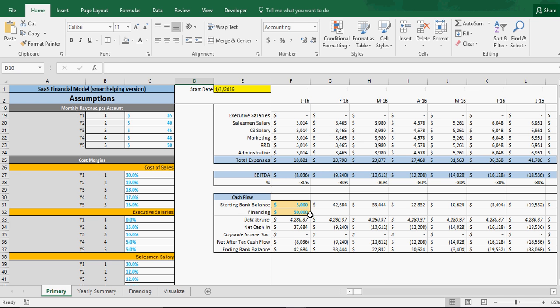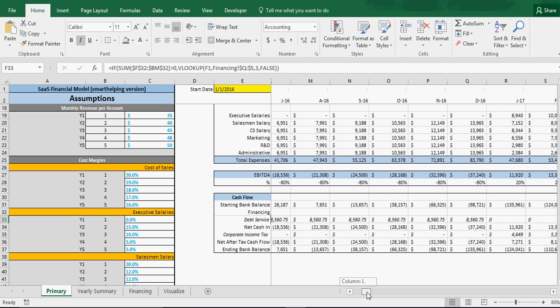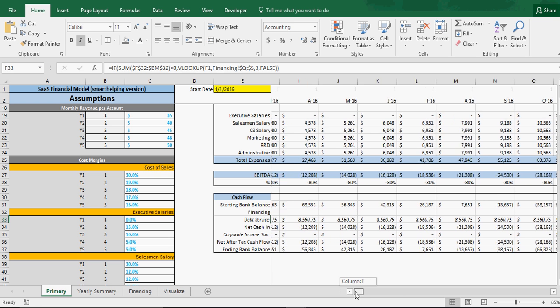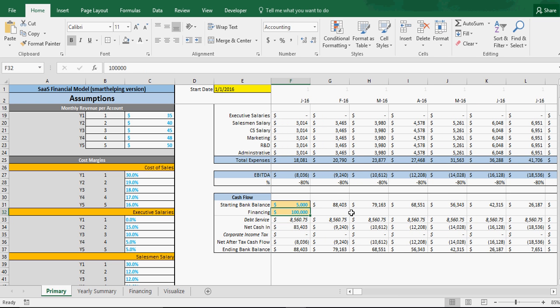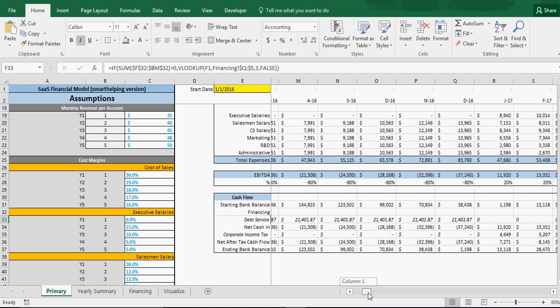So this helps you know. Let's say you obviously don't want a negative bank balance, so you need to borrow more money based on the assumptions you've put in. So 100,000. Let's see if that keeps you positive. Nope, you still got a bunch of months where you're still running a deficit. Let's say 250,000. Where does that get you? You're still going down, down, down, down.